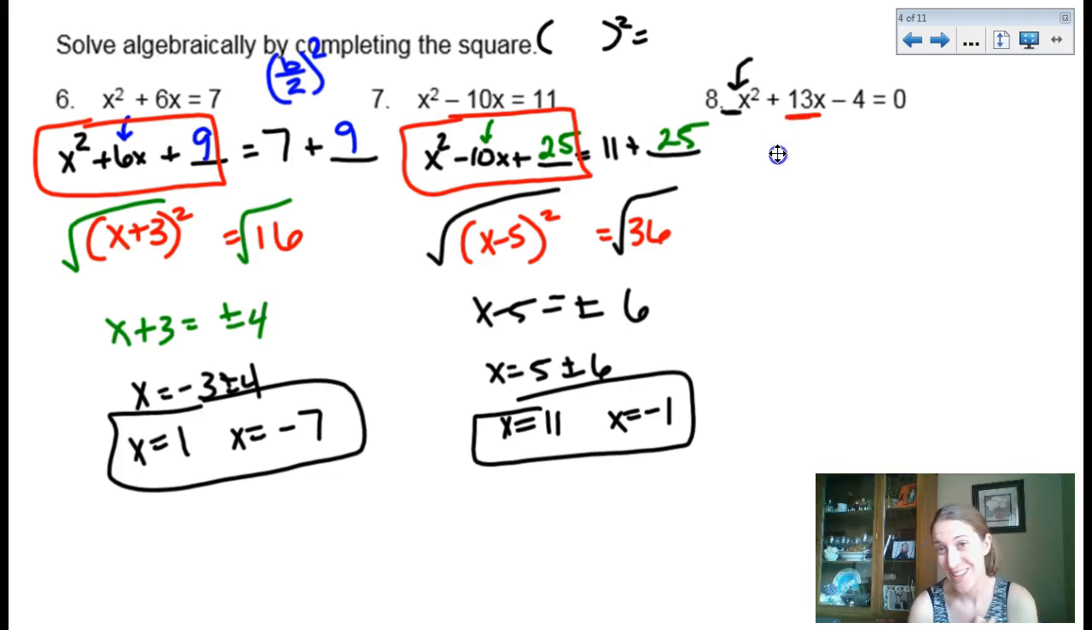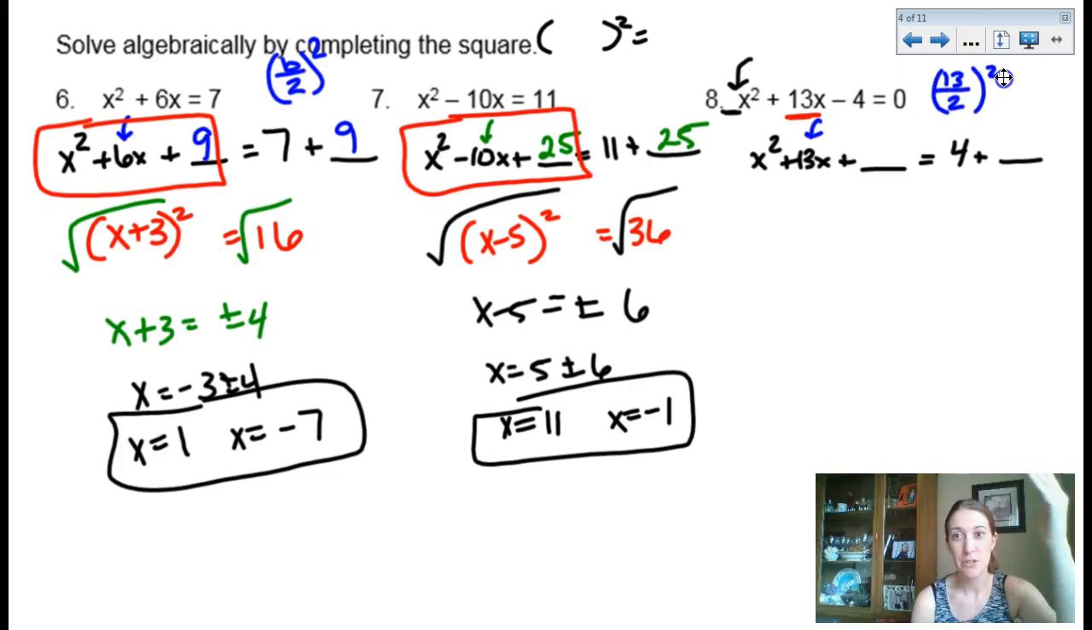So let's see what that looks like. I need to move the constant over first. So I'm going to, oops, that's a 13. I'm going to go ahead and leave a blank because I'm going to need to add something there to complete the square. But remember, we're going to need to move the constant over. So 4, and then whatever the blank is, I got to add it to both sides. So taking half of 13, think about that, guys. I know it's a decimal, just leave it as 13 halves for now. And then you're going to square it. Well, when you square a fraction, you just square the numerator and the denominator. So that's 169 over 4.